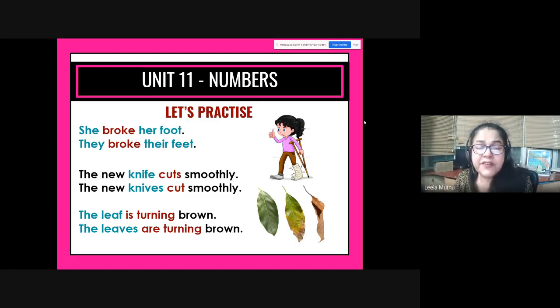The new knife cuts smoothly. The new knives cut smoothly. The leaf is turning brown. The leaves are turning brown. The helping verb is changes to the helping verb are. So the leaf is turning brown. The leaves are turning brown.